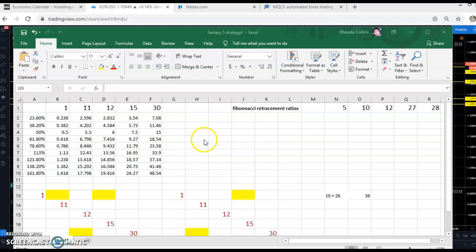Hello, this is Rhonda coming again to give a little further explanation of the Fibonacci retracement process that I was explaining yesterday.